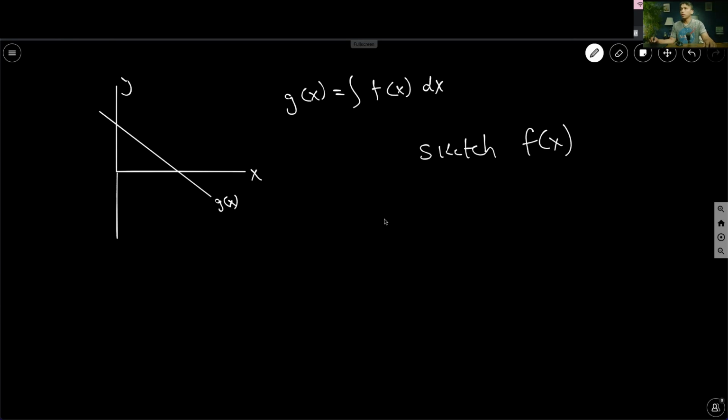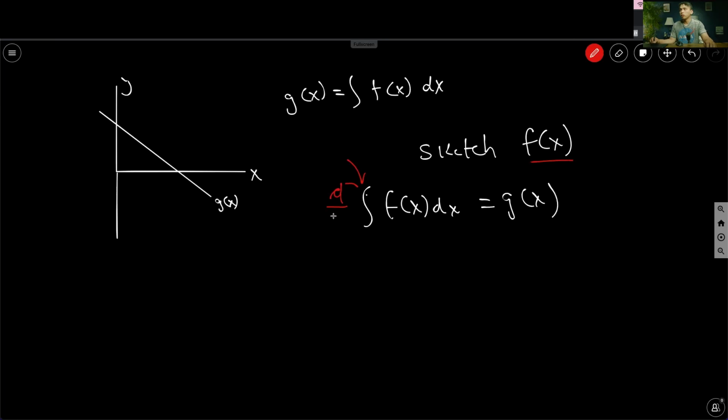So let's rewrite it backwards. So we know that the integral of f of x dx is equal to g of x. So I'm just rewriting what they gave us the other way around. But this is important. Now we need to know that we want the sketch of f of x, not the integral of f of x. So we need to get rid of this integral sign. And to do that, we do the opposite mathematics, which is the derivative. So therefore, you take the derivative.